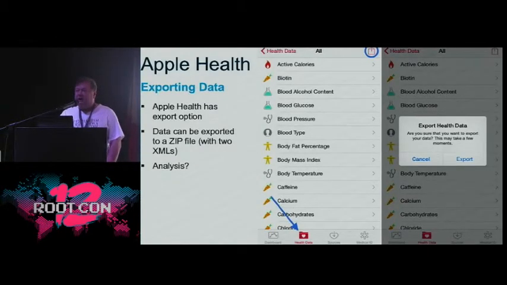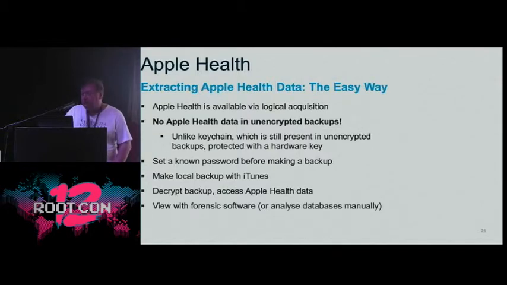So here is how to export the data from the health application itself. You have to go to health data and find the export button in the top right corner. After some time, you'll get a huge file, usually at least 300 megabytes, in zip format, which will be uploaded onto your iCloud drive, and it contains 2 XML files that are not really easy to analyze. That's one way. Much simpler is to create a password-protected backup using iTunes.